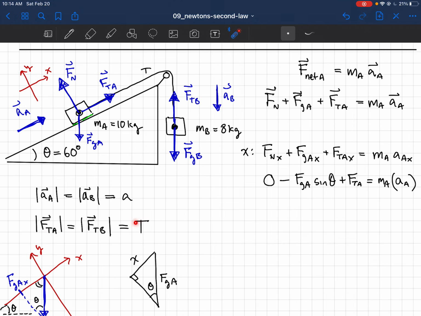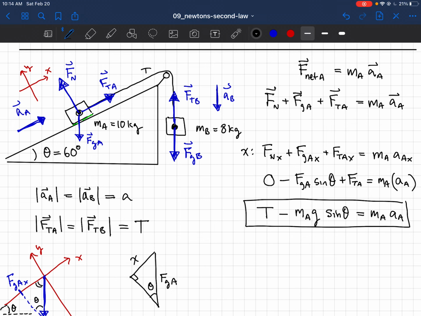But for F_TAx, I have a name for it already. Remember, I said that all of the tensions are the same magnitude. So I can just write that as T, and then I have minus F_GAx. Well, F_GAx I have an equation for. That's going to be m_A g times sine of theta, and that's equal to the right-hand side, which is m_A a_Ax. So there's a boxed equation that we have.